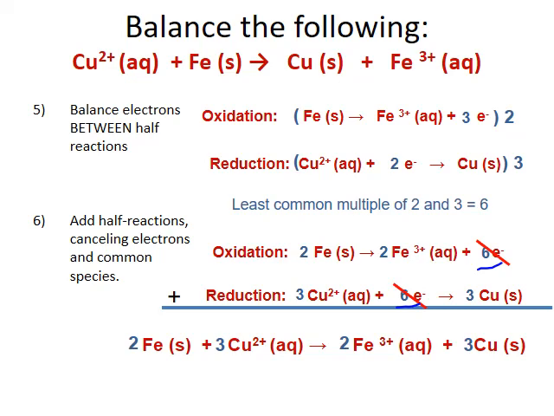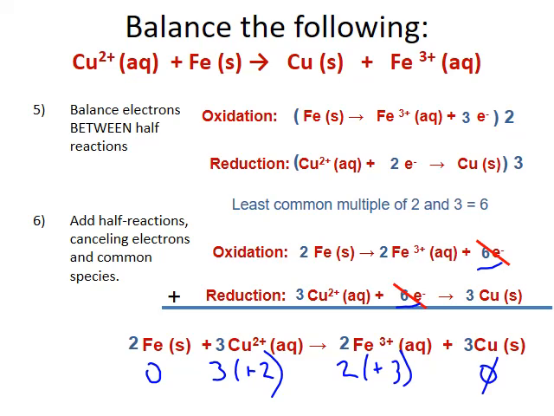So we have 2 iron on each side of the arrow and 3 coppers. That is still mass balanced. Now, for the charge balance, on the reactant side, we have a 0 charge on the 2 irons and 3 coppers, each with a +2 charge. On the product side, there are 2 irons, each with a +3 charge, and 3 coppers, each with a 0 charge.